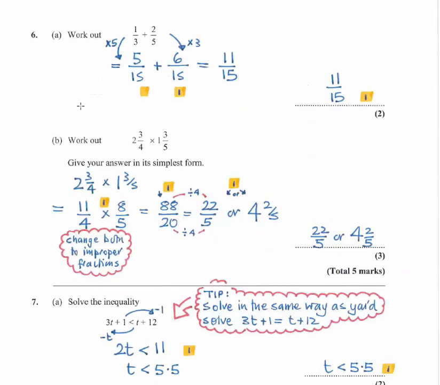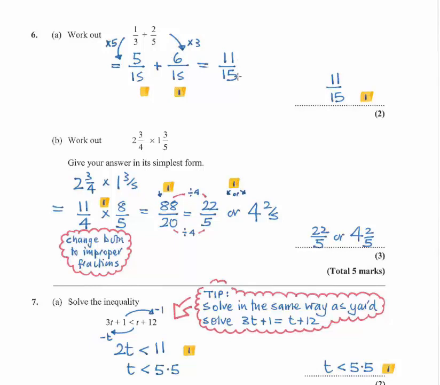Question 6. When you're adding fractions, you need to make the denominators the same. So I multiply that by 5, top and bottom, and that by 3, top and bottom. Okay, 1 mark for changing the question into 15 on the denominator, as long as one of these numbers here is correct. Okay. Once the denominators are the same, add the numerators, 11 over 15.